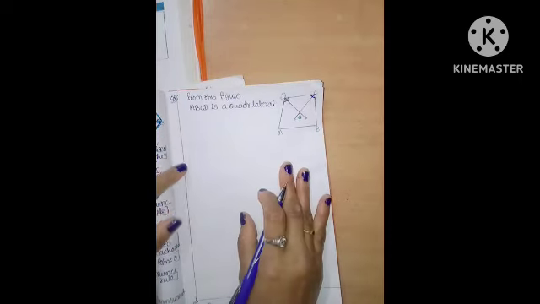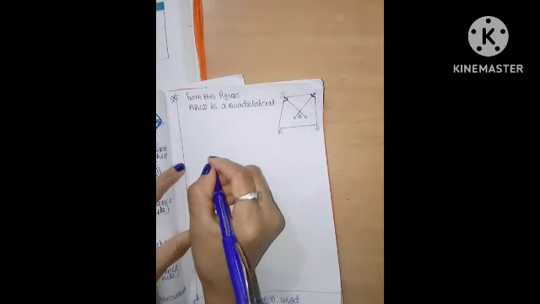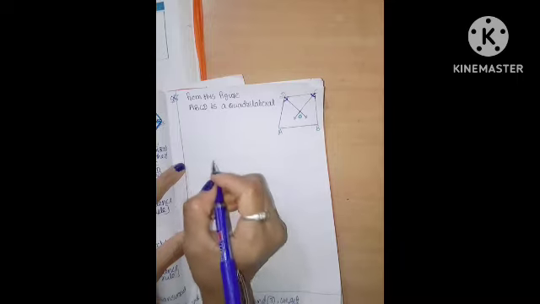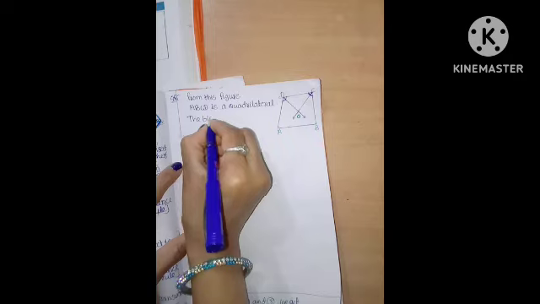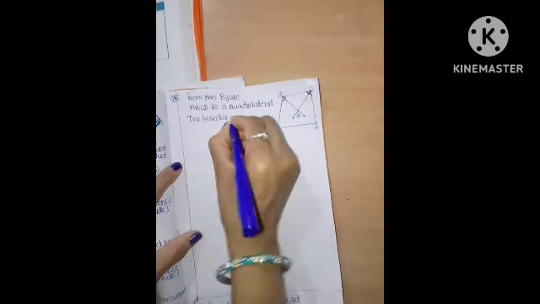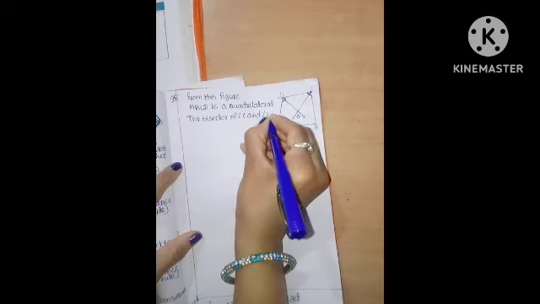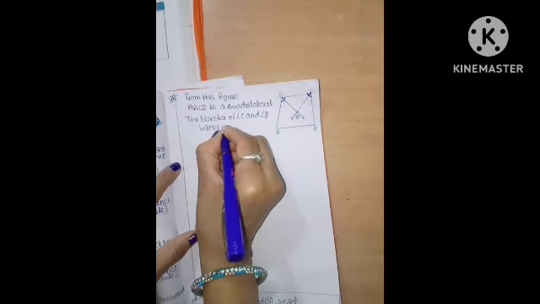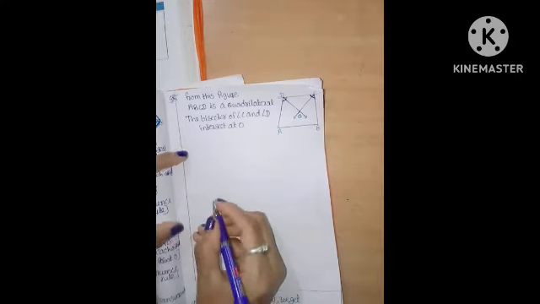ABCD is a quadrilateral and the bisectors of angle C and angle D intersect at point O.